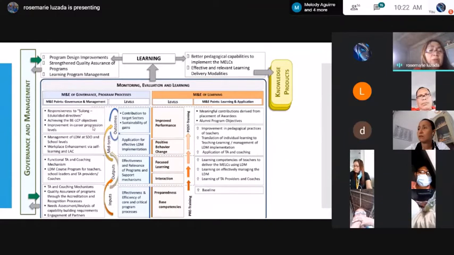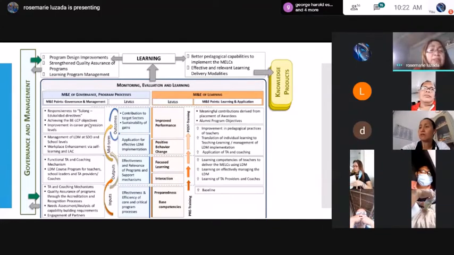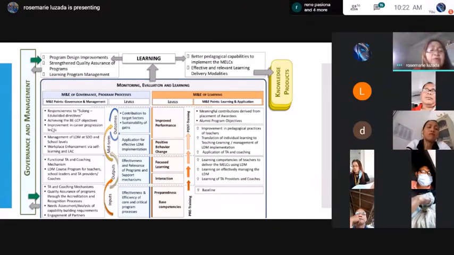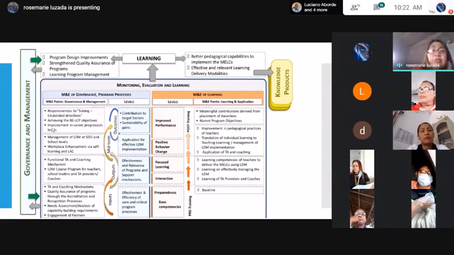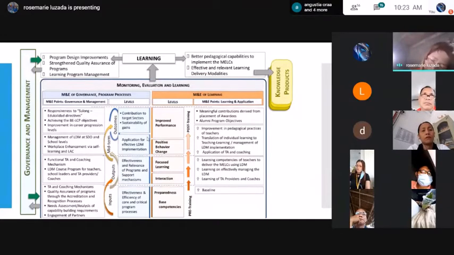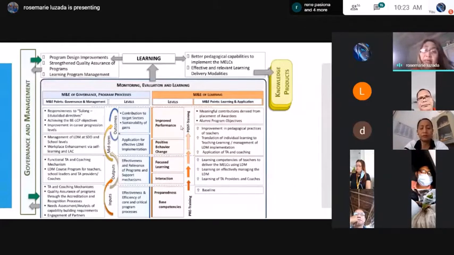Okay, were we able to improve, or is there progress in the governance and management in delivering LDM? Okay, so that's for governance, program and processes. We need to monitor during the conduct of the activity, or while the activity is being done, and later to evaluate what is the effect after the implementation has been made.